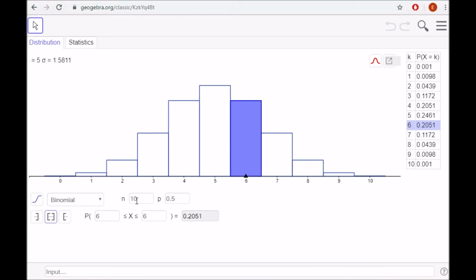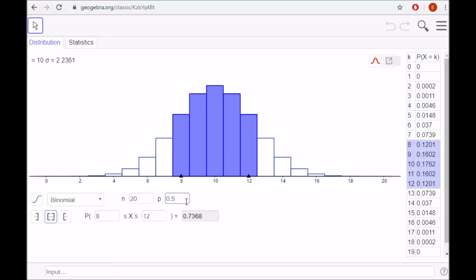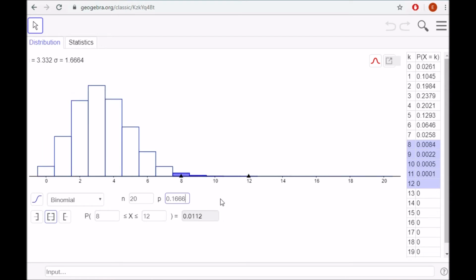I'm just going to look at one more example, that is the dice roll example. So in that case, n was 20 and p was a sixth, so I'm going to round that to 0.1686 and press enter. And that's what the graph looks like for the dice roll and the probability of getting certain numbers of 5s. So it looks here like the most likely outcome is 3 5s in 20. That makes sense because that is roughly 1/6 of 20.